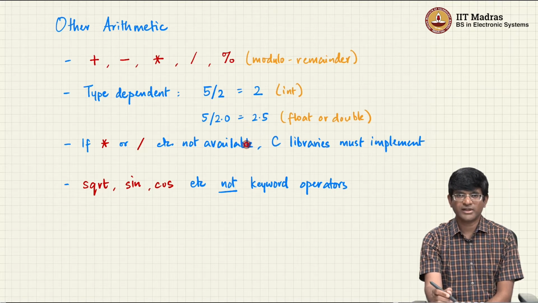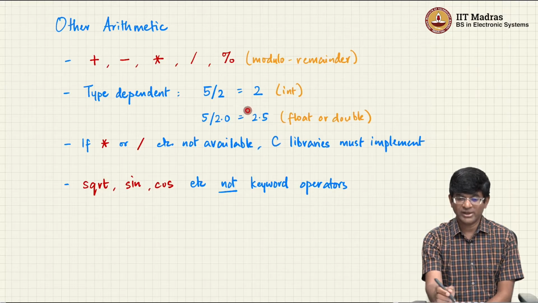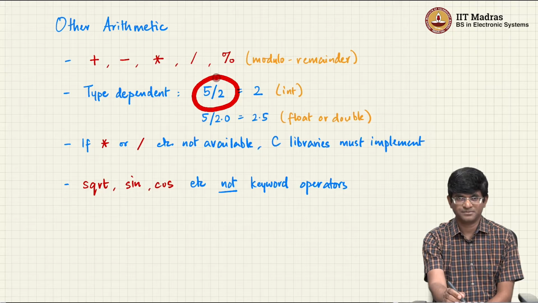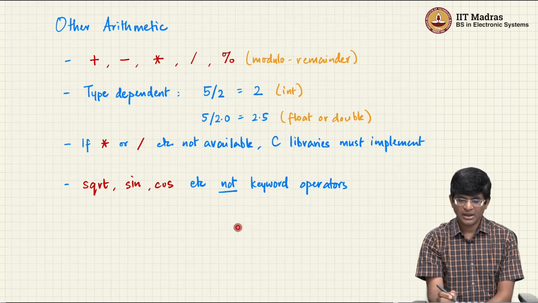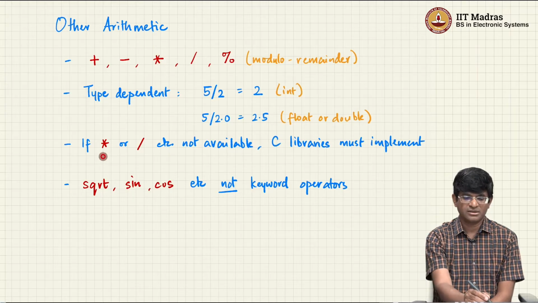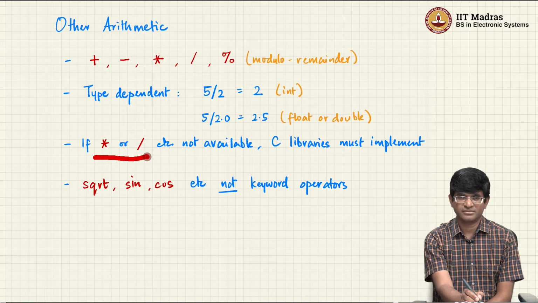So certain kinds of type promotions and so on are done automatically by the compiler, but you need to be careful, because where you need to really watch out is when you write 5 by 2 and then finally realize later that that's not 2.5. Okay. Now the interesting thing is that the C programming language specification assumes that multiplication, division and so on are present.